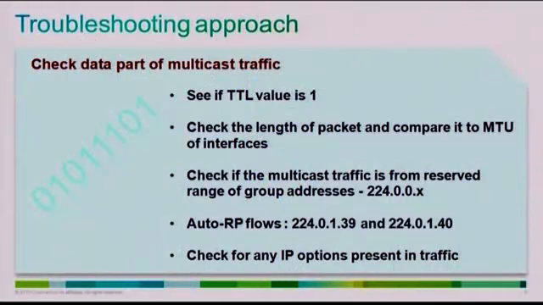Okay, moving on. The next step would be, once you figure out what the problem group is, we'll look at the data part of the problem group to figure out if there's something wrong with the packet itself that is leading it to be software switched. The first thing that we'll check is the TTL value. If it is 1, then definitely it would be switched in software.